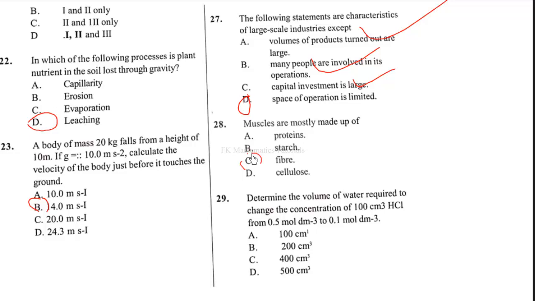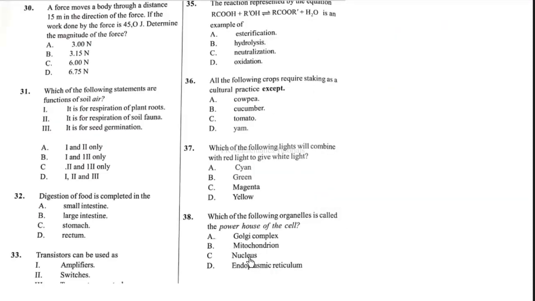Determine the volume of water required to change the concentration of 100 centimeter cube hydrochloric acid from 0.5 mole per decimeter cube to 0.1 mole per decimeter cube. So this one too is 400 centimeter cube. The volume of water required is 400 centimeter cube. You can check the explanation at the end of this particular video.